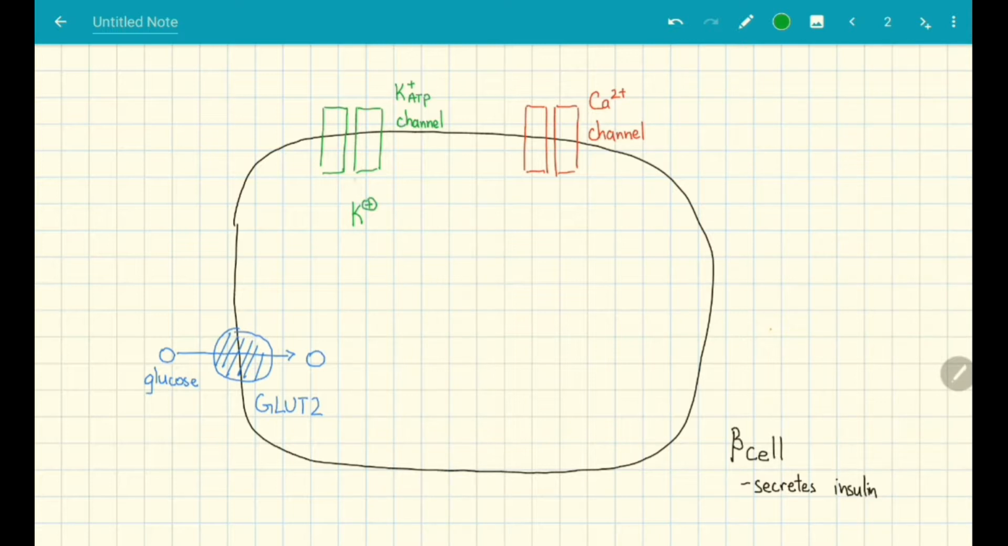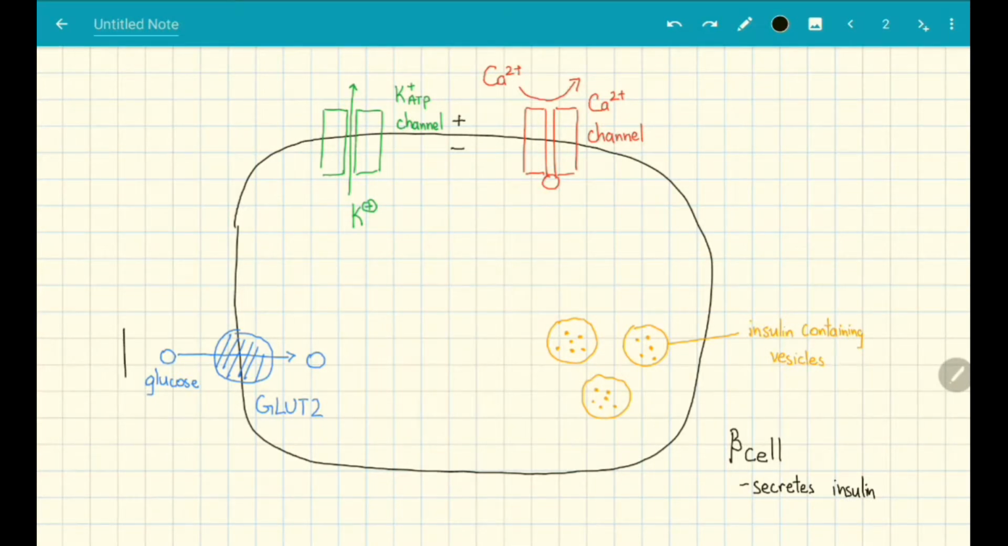These potassium channels are normally open, allowing potassium to freely exit the cell, and this keeps the cell in a hyperpolarized state. At resting potential, the calcium channels on the cell are normally closed, and calcium cannot enter the cell. And there are also vesicles containing insulin to be released.